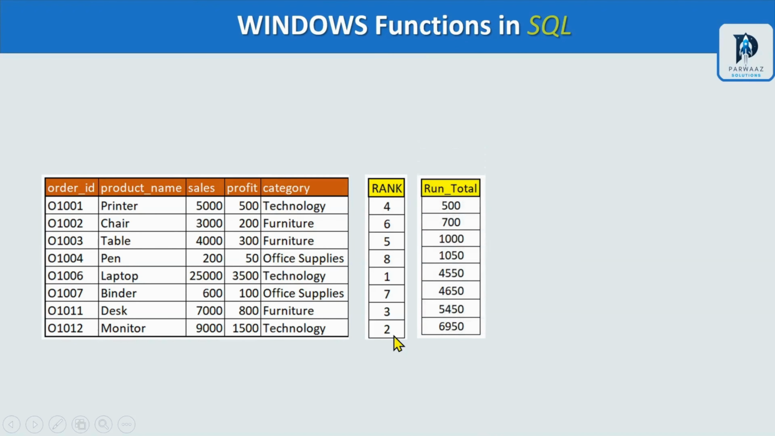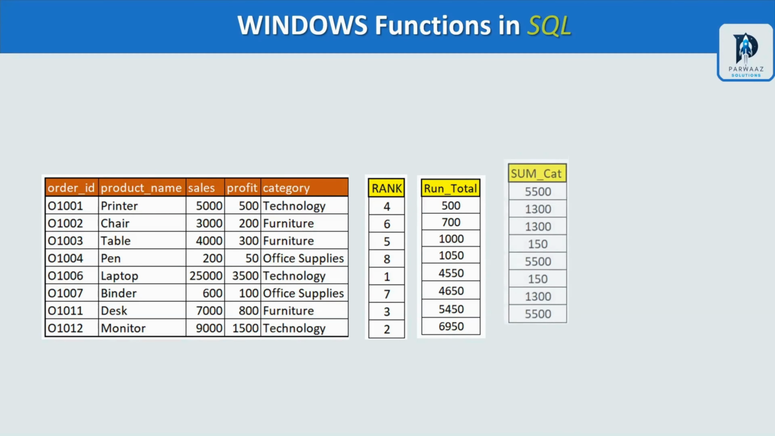Or I want to find the running total of all the orders by profit. For example, we have this profit. The first value will remain the same because this is the first order. After that, it will add 500 plus 200, which is 700. Then it will again add 500 plus 200 plus 300, which is 1000, and so on. Sometimes this is a really crucial KPI in any analytical dashboard.